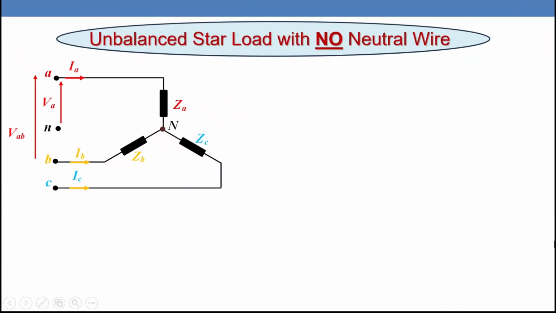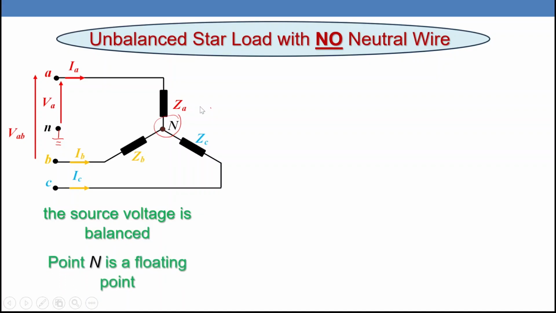Unbalanced star load with no neutral wire. As we can see here in this figure, we have a balanced source voltage. So the neutral point of the source voltage is connected to the ground. And we have unbalanced three-phase load where ZA is not equal to ZB is not equal to ZC. And the neutral point of the load, we call it floating point because there is no connection between the neutral of the source and the neutral of the load.